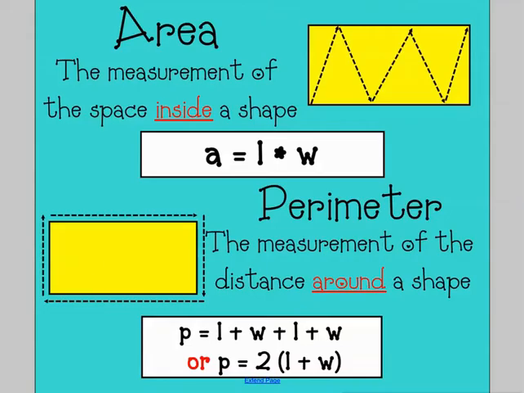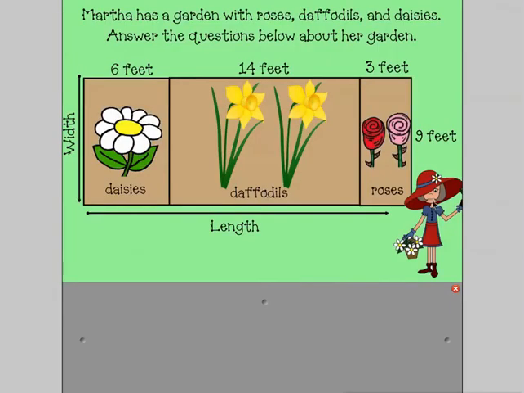All right, so knowing that, let's take a look at our first complex shape that we're going to be working with tonight. So this is Martha. And Martha has a garden with roses, daffodils, and daisies. Answer the questions below about her garden. So before we start to answer any questions, I want you to take a look at this shape. So what we have here is one giant rectangle that has been divided into 3 smaller pieces. So you'll notice the daisies is one piece of the big rectangle, the daffodils is one piece of the big rectangle, and the roses are one big piece of the giant rectangle.